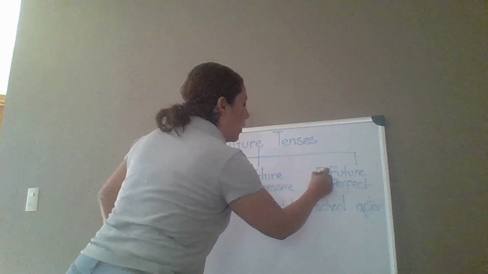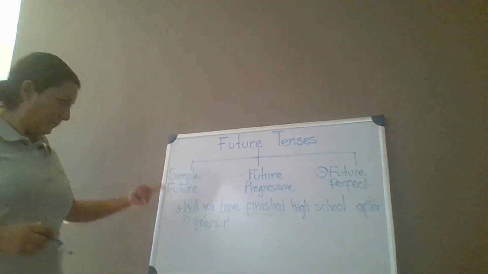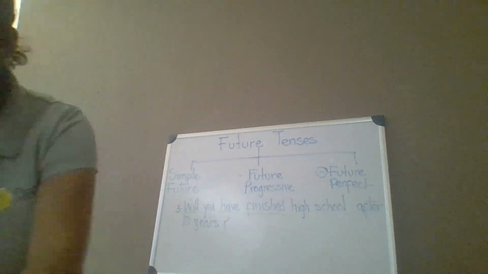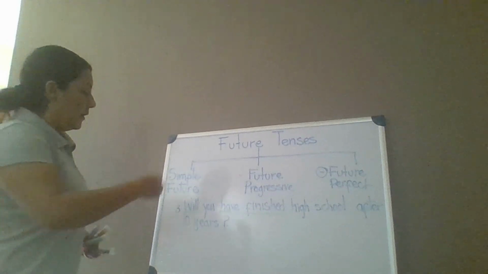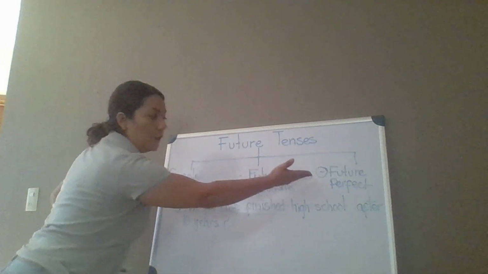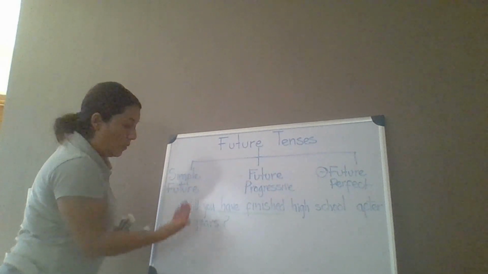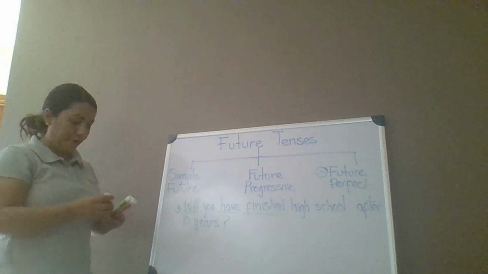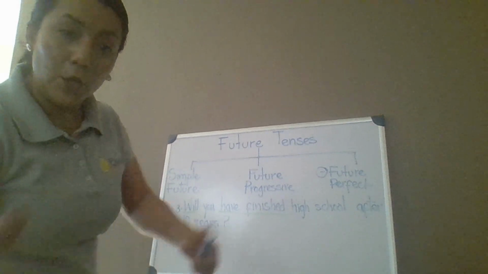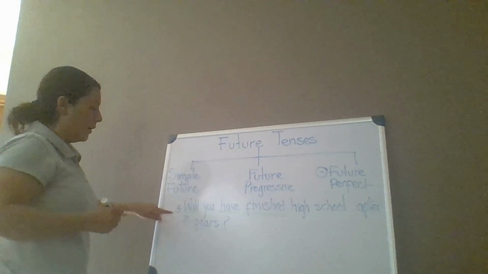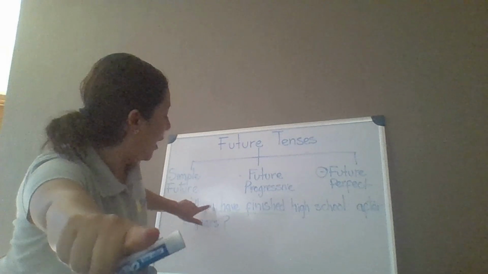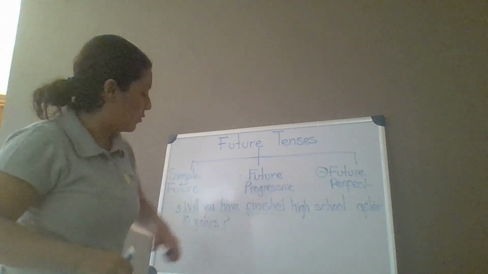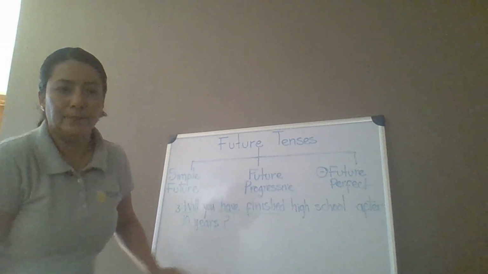Yay! So what is the tense we're using? Future perfect. Already. And once again, if they are using future perfect in the question, what are we going to use in the answer? Future perfect. Yeah. You're good at this. Will you have finished high school? Will you have finished high school after 10 years?